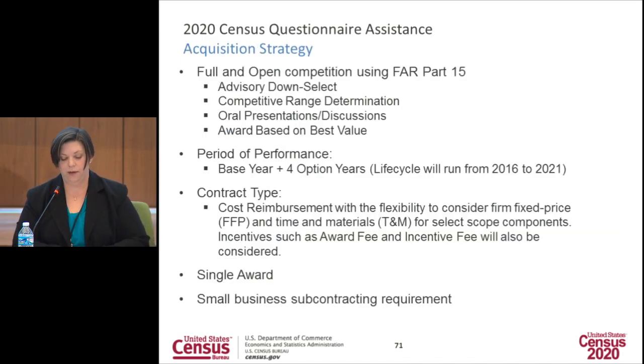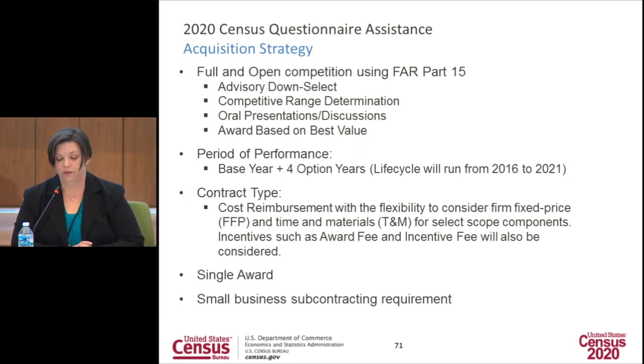All right, now I'll talk a little bit about our acquisition strategy for the Census Questionnaire Assistance Contract. This is a full and open competition using FAR Part 15. In November and December, we conducted an advisory down-select process. 4 of the companies that participated in the down-select process were determined to be viable competitors, and we have the list posted on our website in the Business Opportunities section. Once we receive initial proposals, we'll determine a competitive range, and then we'll have oral presentations and discussions. And we'll award based on best value.